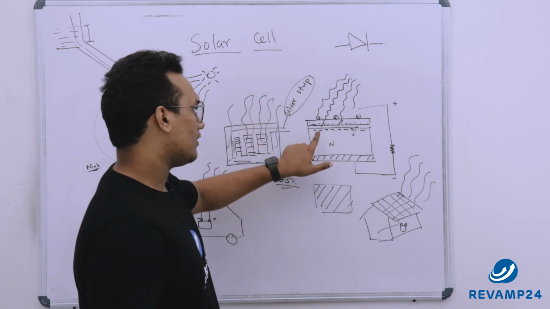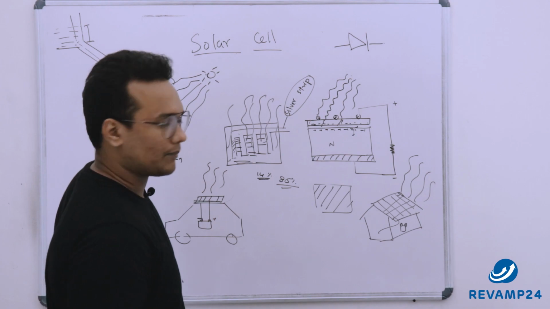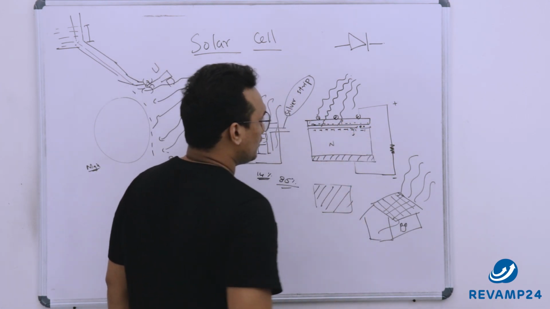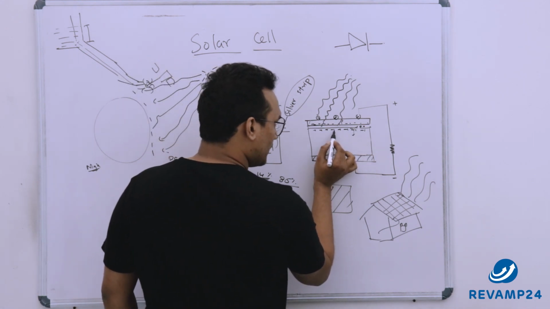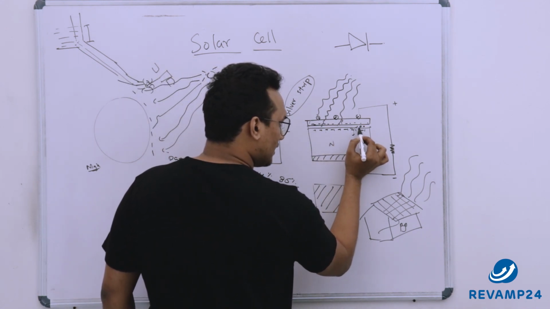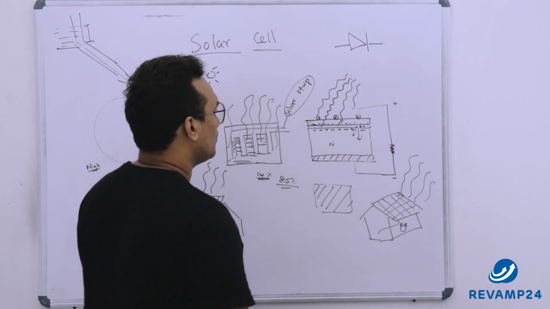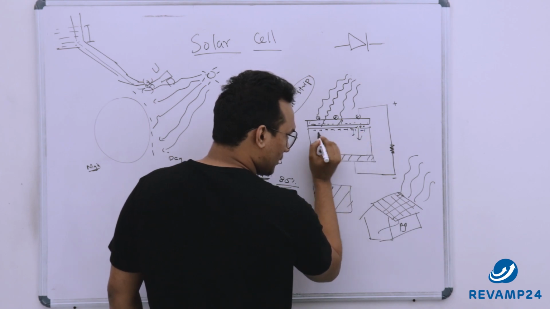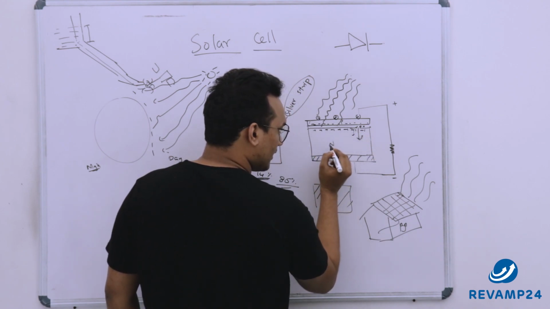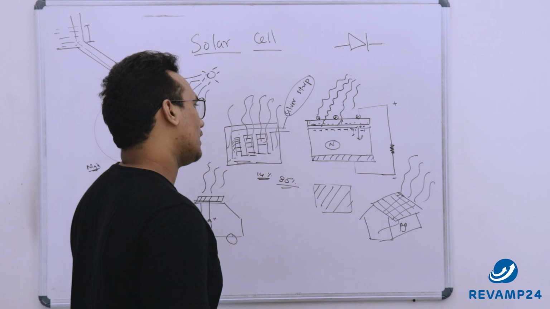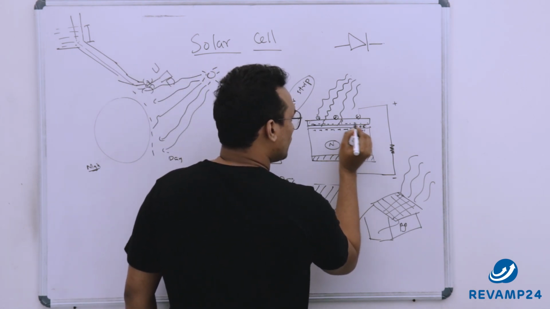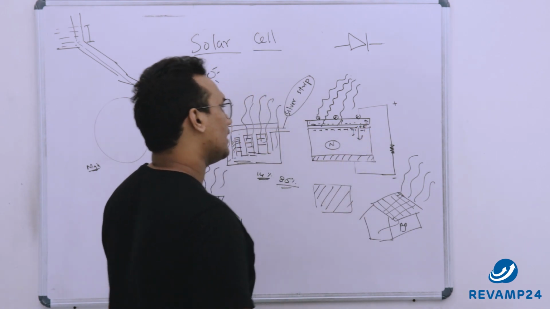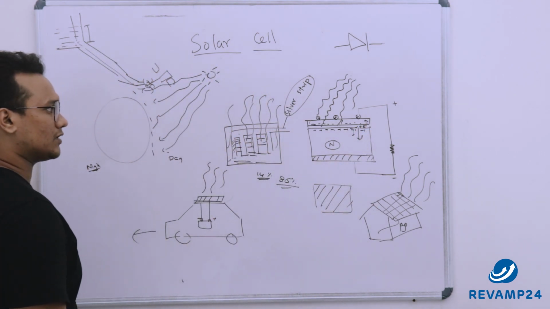Now when the light ray falls on the depletion region, what will happen? Electron hole pairs would be generated. Now these electrons would be attracted by the positive charge and would be collected in the N-type semiconductor. And what will happen to the hole? It would be attracted by the negative charge here, and that would be collected at the P-type semiconductor.